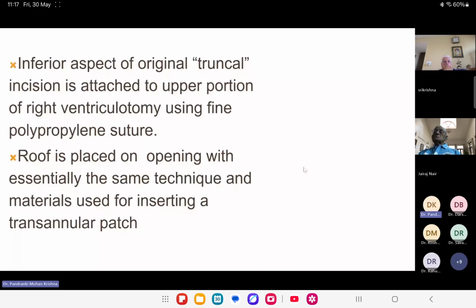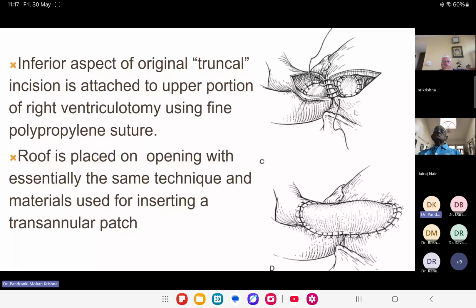So like this, and the inferior aspect of the original truncal incision is attached up to the upper portion of the right ventriculotomy using fine polypropylene suture, and the roof is placed on the opening with essentially the same technique and materials used for inserting a transannular patch. So it more looks like a transannular patch without any truncal pulmonary valve in it.